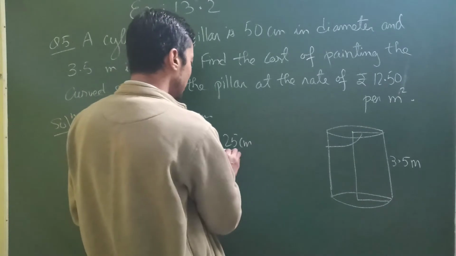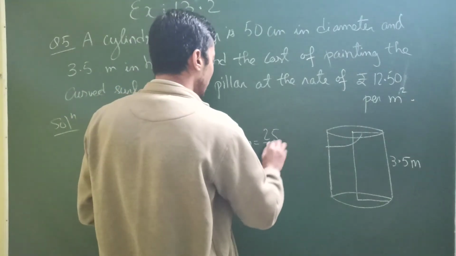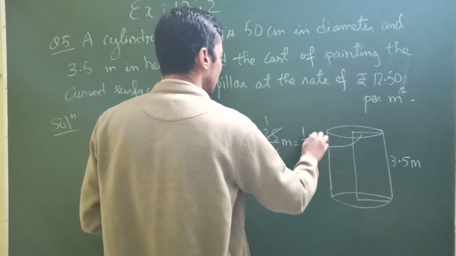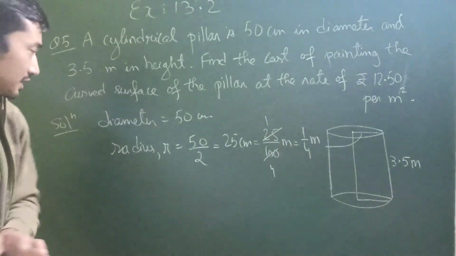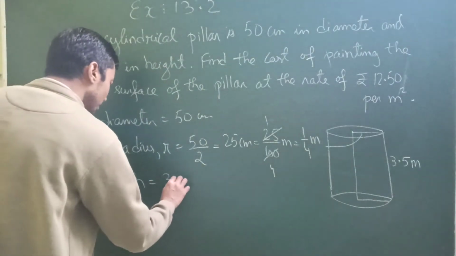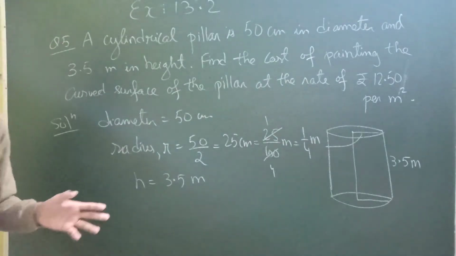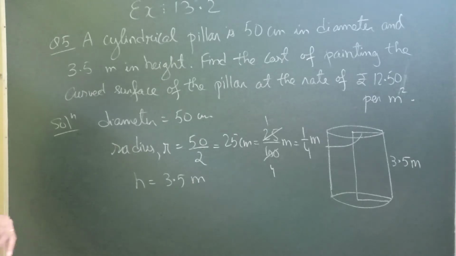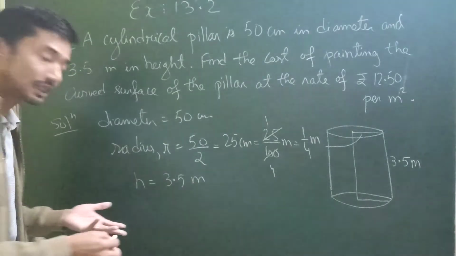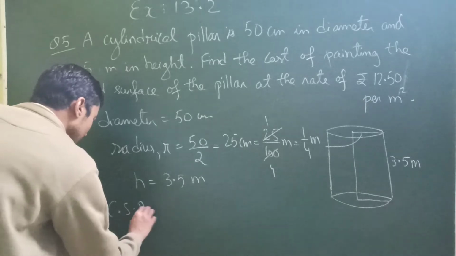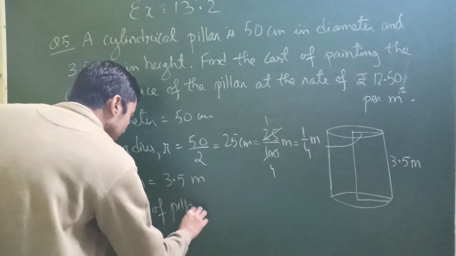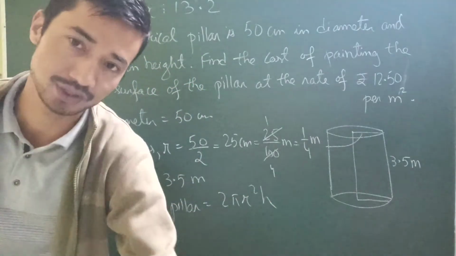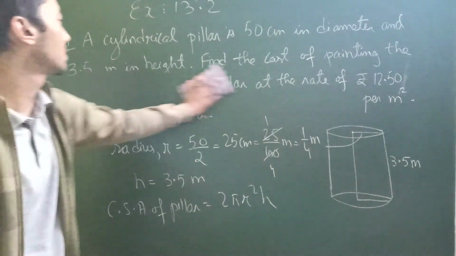So this 25 centimeter, I will divide by 100 to get the meter, so 1 by 4 meter. That's going to be the radius. Height, h, of course 3.5 meter. The question straight away says find out the curved surface area of the pillar. So curved surface area of the pillar, that is cylindrical in shape. What is the formula? 2 pi r h.